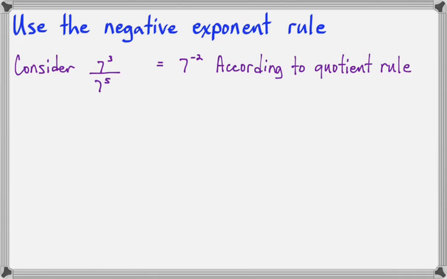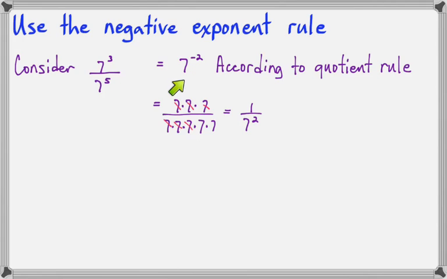Well, to figure that out, we will write the same problem a different way. 7 to the third would be 7 times 7 times 7. And of course 7 to the fifth gives us 5 sevens all multiplied together in the denominator. Now we know that a 7 in the top will cancel a 7 in the bottom. So if we cancel all the 7s from the top, we're left with 1 over 7 to the second.